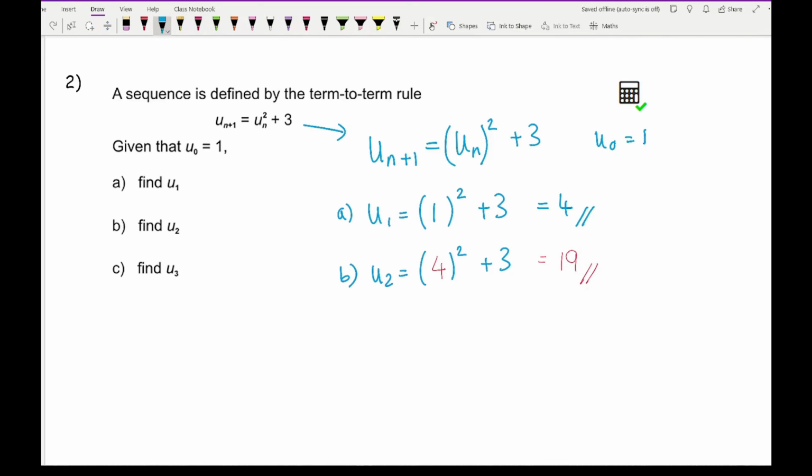Then for U3, well, that's going to be U2 squared plus 3. Now I know what U2 is because that's 19, so I can rub that out and change that for 19. So it's going to be 19 squared plus 3, and 19 squared plus 3 gives me an answer of 364.